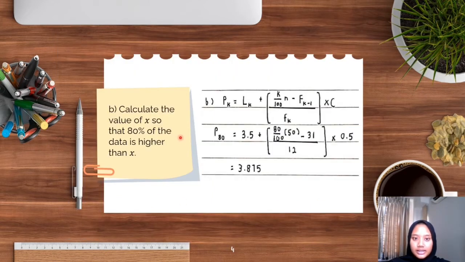Next, for question B, calculate the value of x so that 80% of the data is higher than x. So we use this formula. L_k is the lower boundary of the class P_k, k is the percentage, F_(k-1) is the cumulative frequency before the class of P_k, F_k is the frequency of class P_k, and C is the class interval. So the answer will be 3.875.